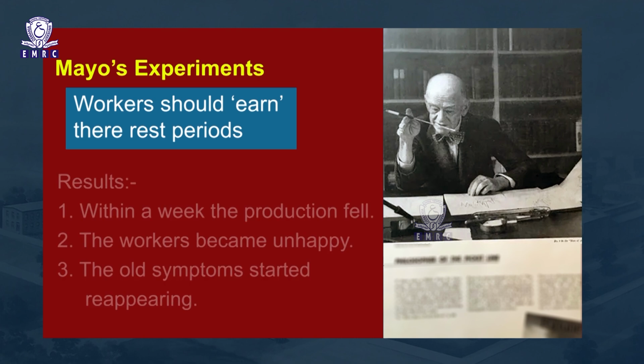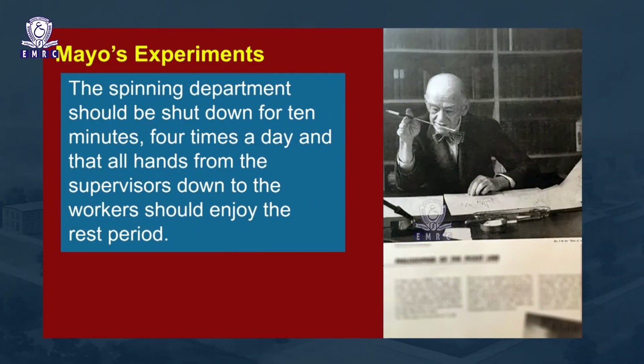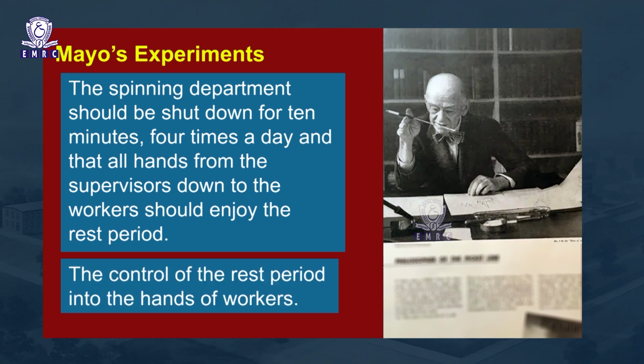The results were that within a week the production fell. The workers became unhappy. The old symptoms started reappearing. So, the company president looked into the problem. He discussed with Mayo and his research team and ordered that the spinning department should be shut down for 10 minutes, 4 times a day, and that all hands from the supervisors down to the workers should enjoy the rest period. Also, he gave the control of the rest periods into the hands of workers. So, the results were that the old problem disappeared, production increased, and the workers started earning bonus.